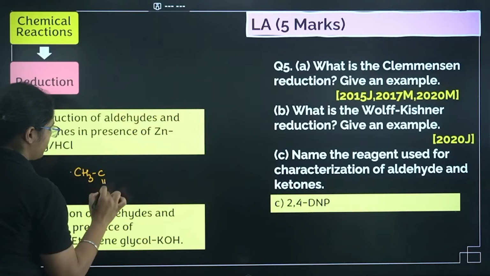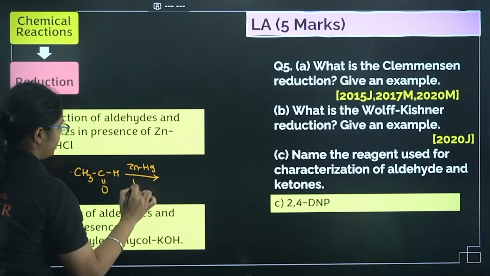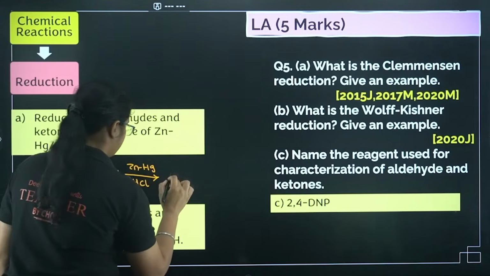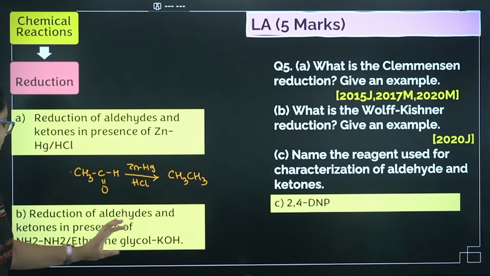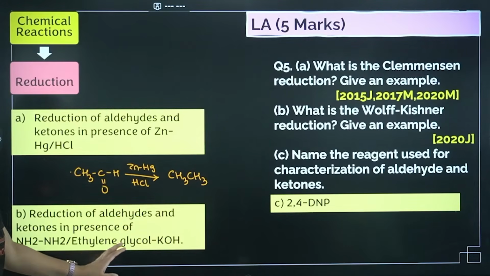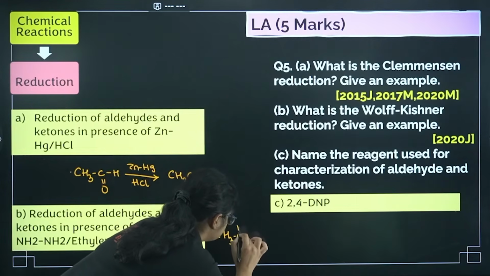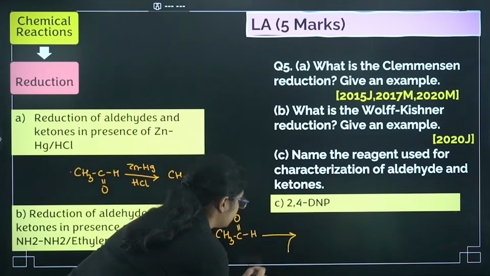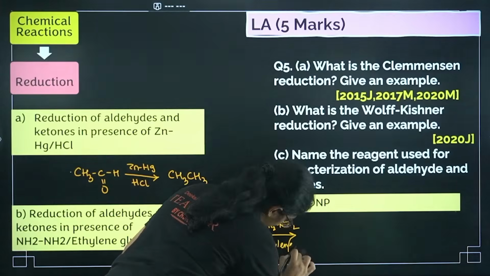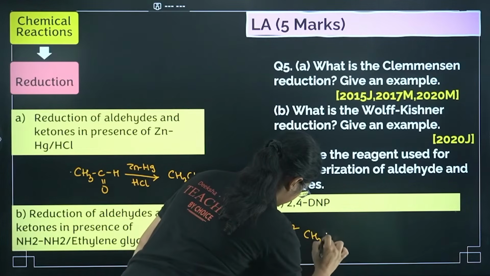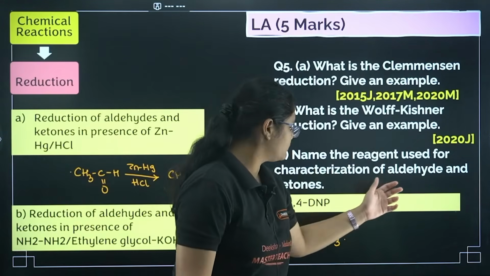Suppose CH3CHO is there, and if you just treat it with zinc amalgam and HCl, then this one will be reduced to CH3CH3. Okay, next, the Wolff-Kishner is the reduction of aldehydes and ketones in presence of NH2NH2, ethylene glycol and KOH. So here if you have CH3CHO, and then you react it with NH2NH2 and ethylene glycol, that will give me CH3CH3.